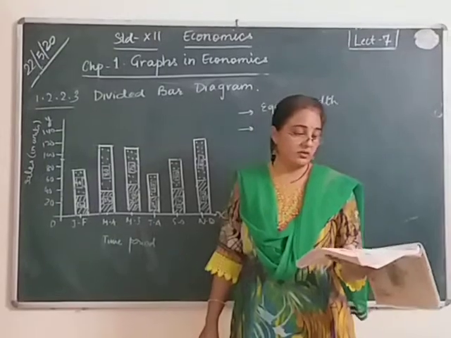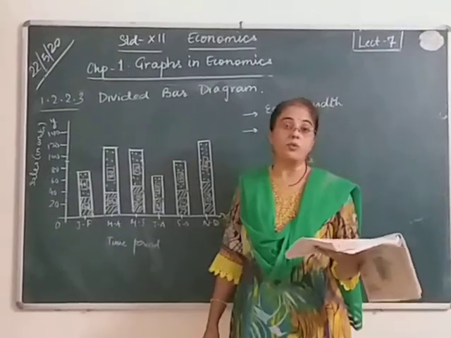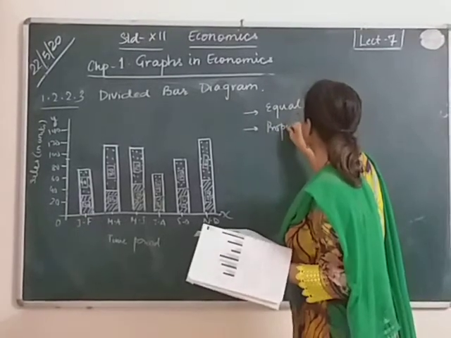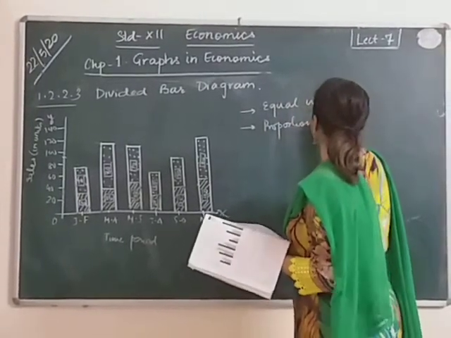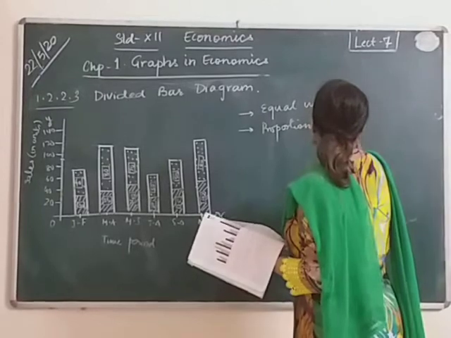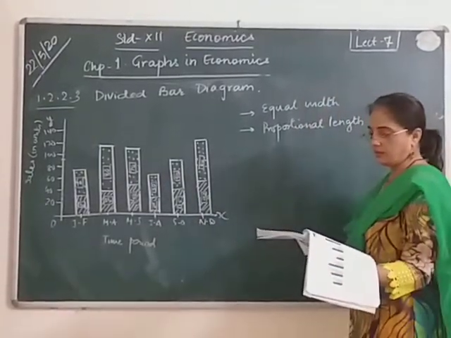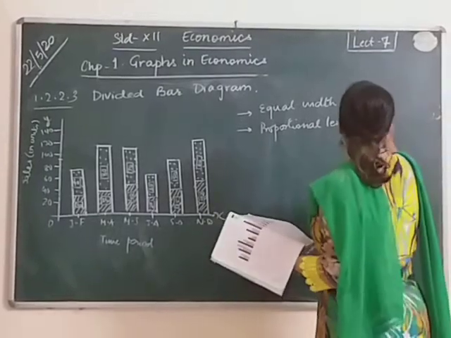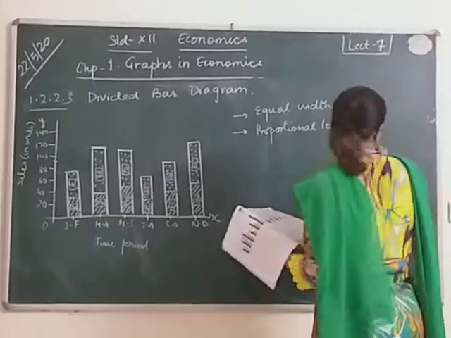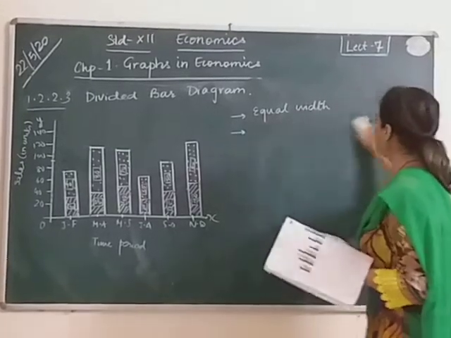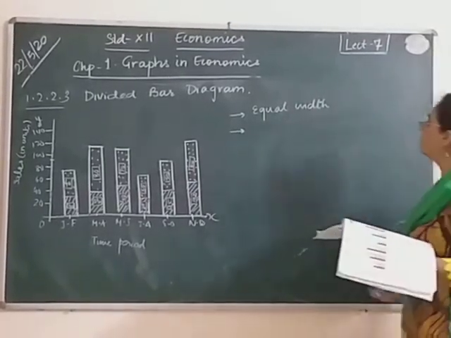Okay, so the length of the respective bars should be proportional. Proportional length to the value of variables. Length should be proportional to the value. I will write it that way, that is more understandable. Length should be proportional to the value of the variable.